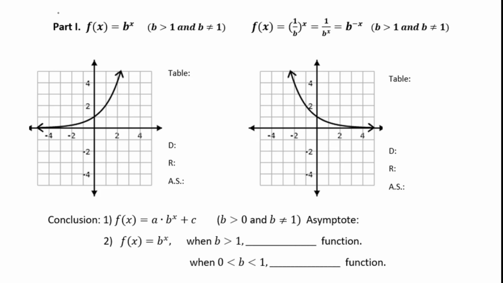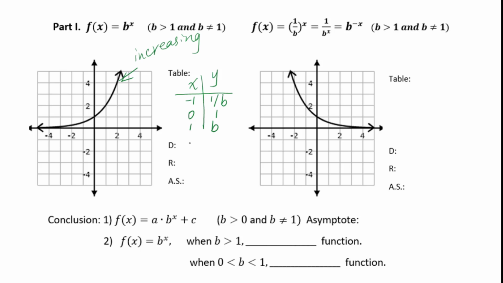Look at part 1. f of x equals b to the x power, b greater than 1 and b is not equal to 1. The graph will be like this. You could say this is an increasing function. We will create the table x, y: -1, 0, 1, then 1 over b, 1, and b.